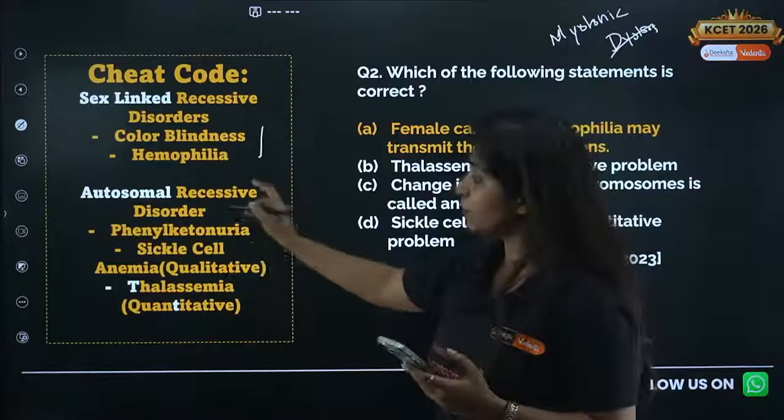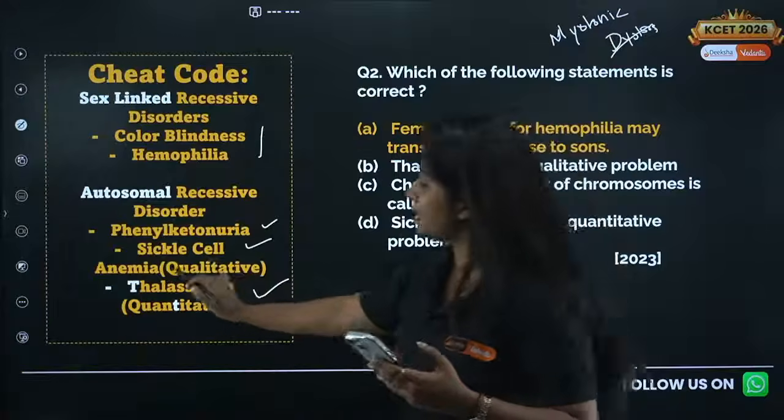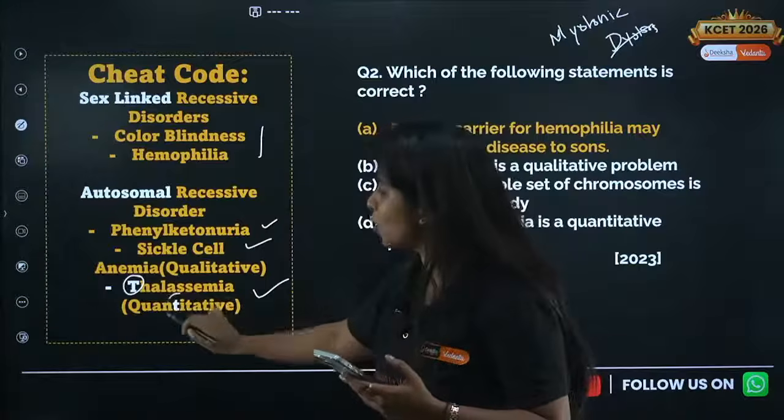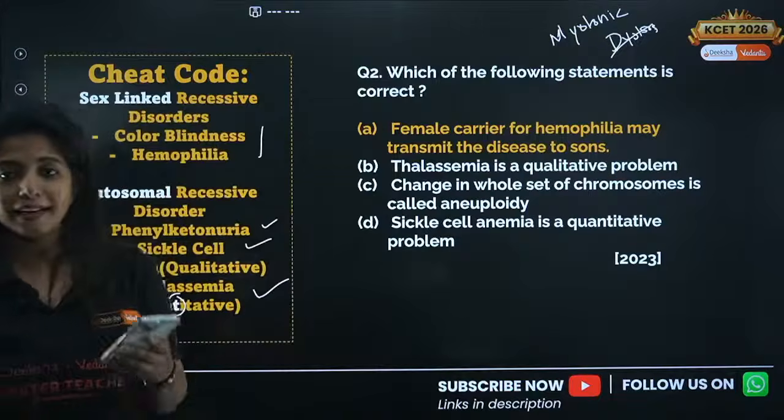So in autosomal recessive, you have phenylketonuria, you have sickle cell anemia, and you have thalassemia. Remember, thalassemia has T and quantitative also has T. So thalassemia is a quantitative disorder. You can remember it like that.